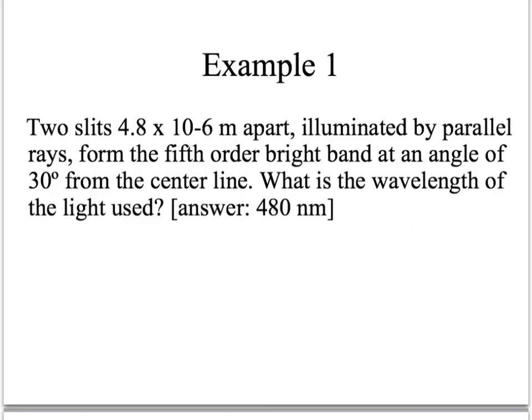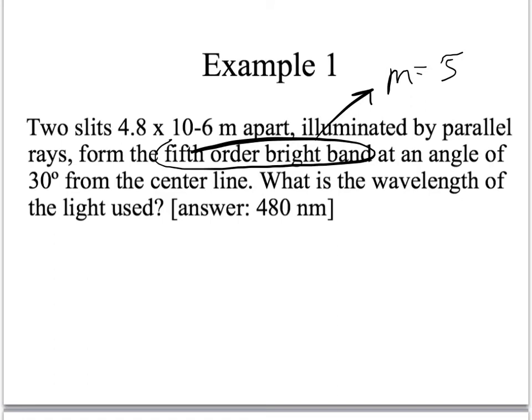It all seemed complicated, but I think if we try this, you'll get to see that it's fairly simple. So two slits that are 4.8 times 10 to the negative 6 meters apart are illuminated by parallel rays, so light comes in. They form a fifth order bright band, so that means m equals 5. When you see fifth order bright band, that means the bright band is 5 from the center. So this phrase right here means m equals 5 in that equation. At an angle of 30 degrees from the center line, what is the wavelength of the light used?